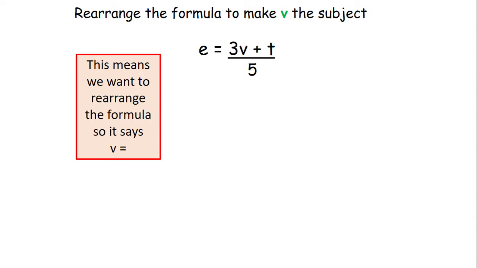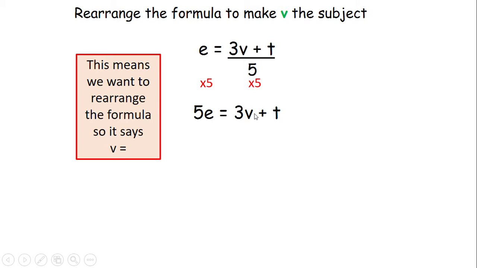Just pause the video and see if you can do this one. Okay, so the opposite of divide by 5 is times by 5. So we have to multiply both sides by 5 to get rid of the divide by 5. So now we have this side, e has been multiplied by 5. 5e equals 3v plus t. So v is being multiplied by 3, then we're adding t.